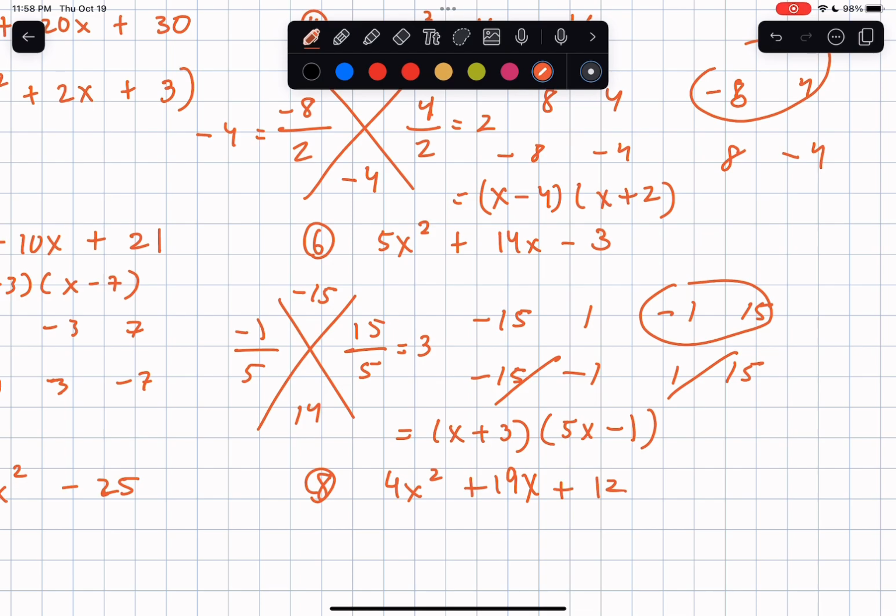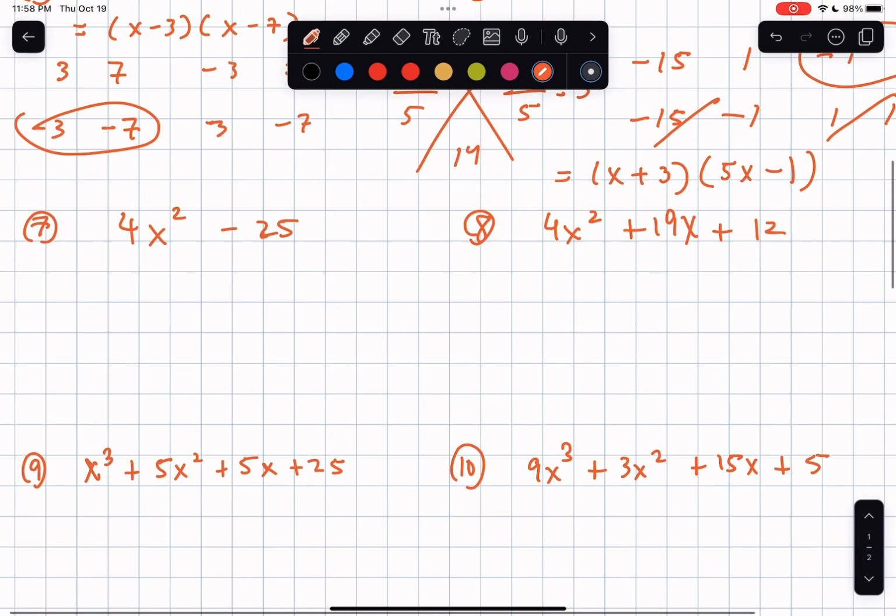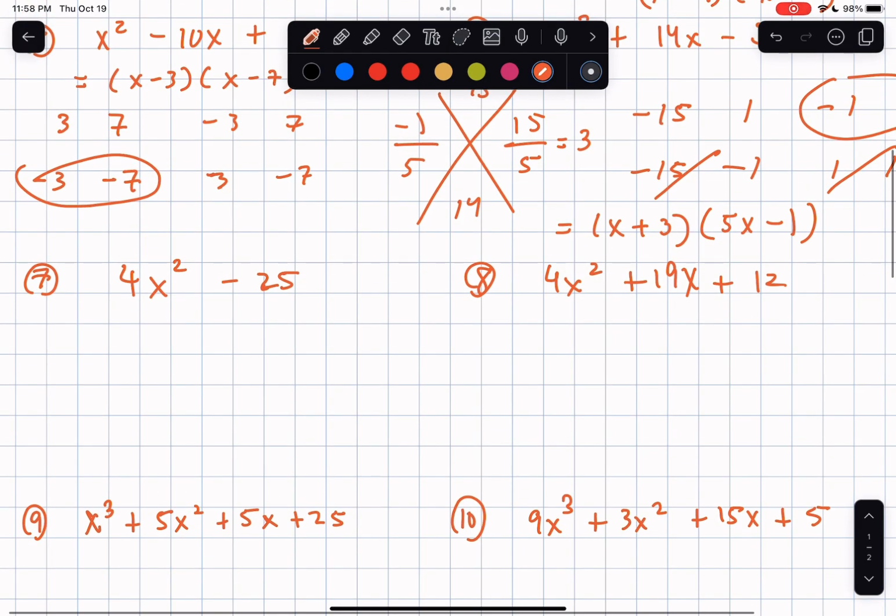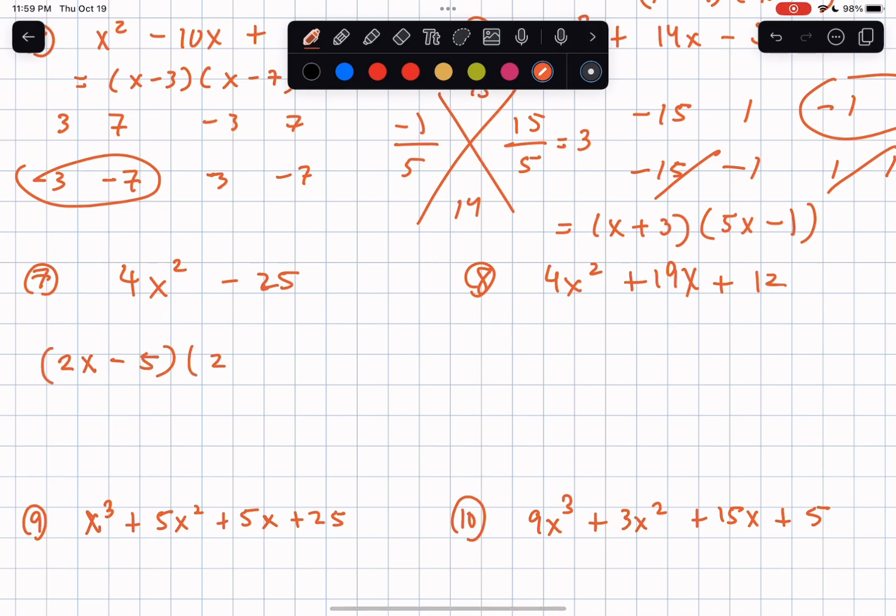Okay, now let's go to question 7. So here's a binomial. So a binomial, the way to solve it is you look at the first term and you see if it can be square rooted, and you see if this can be square rooted. And they both can be. So this one can be square rooted to 2. This one can be 5. And then because there's an x there, it also can be square rooted. You put 2x minus 5, and then 2x plus 5.